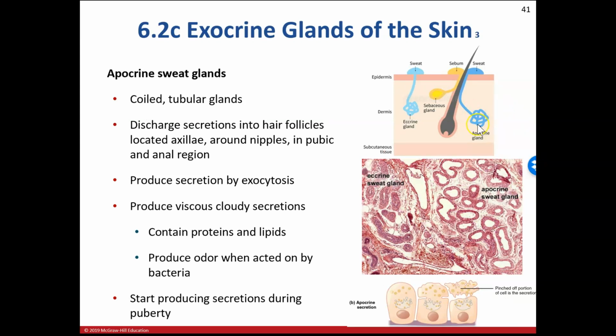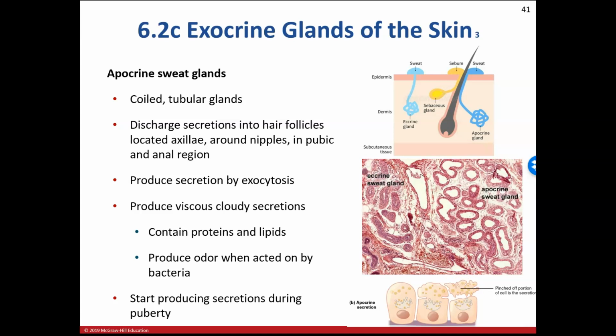These are also going to be coiled tubular glands, but they're going to discharge their secretions into the hair follicle in specific areas such as the axillae, the armpits, around the nipples, and in the pubic and anal regions. They produce secretion by exocytosis as well, but it's a little bit different. And you could see this down here where a portion of the cell is pinching off. So here's that pinched off portion that contains the sweat within it.